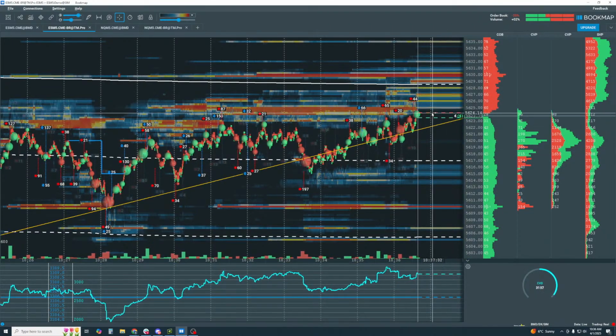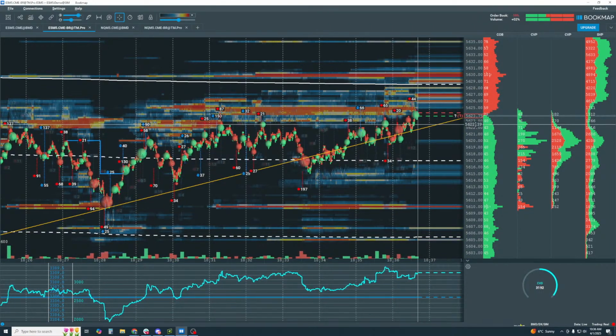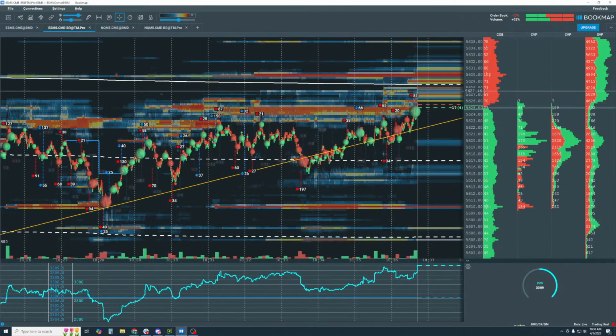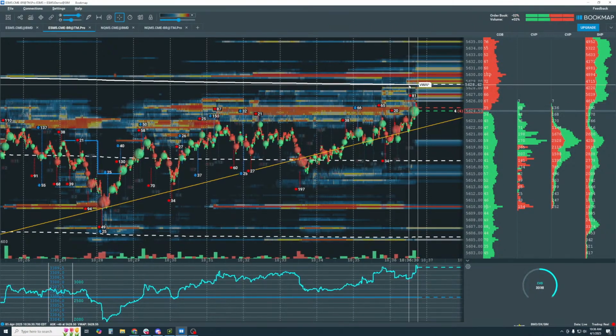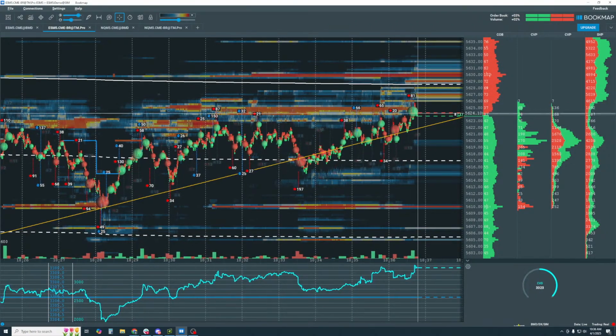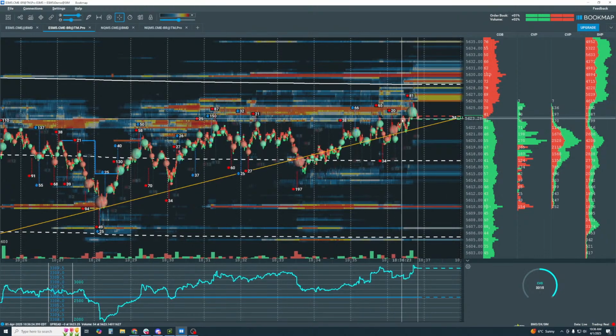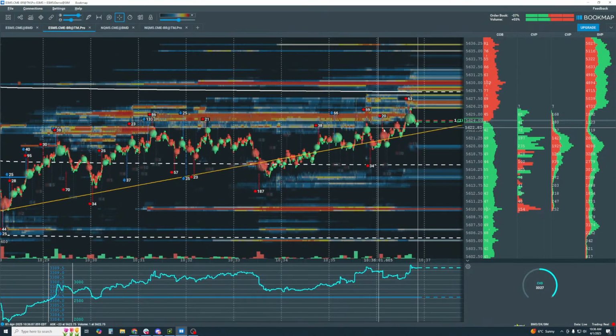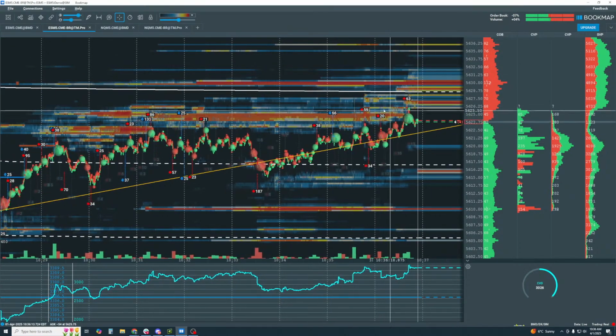Okay, so we have a higher time frame level now. We have liquidity up here. We have our buyers trading into the liquidity, and we have our VWAP up here. And we have a low volume node as well. So there's a lot of reasons to be looking at this level for today.